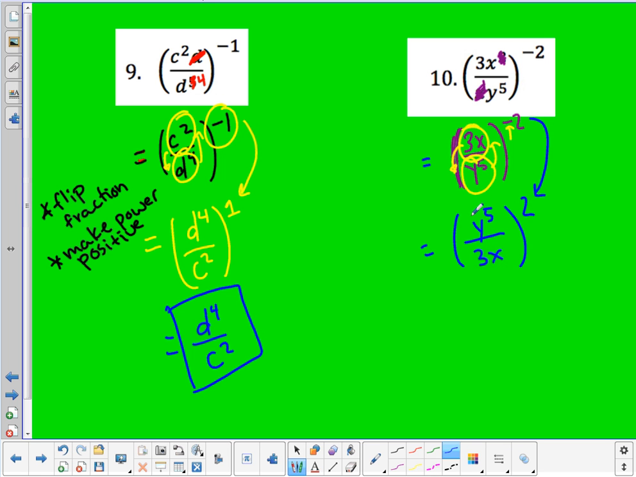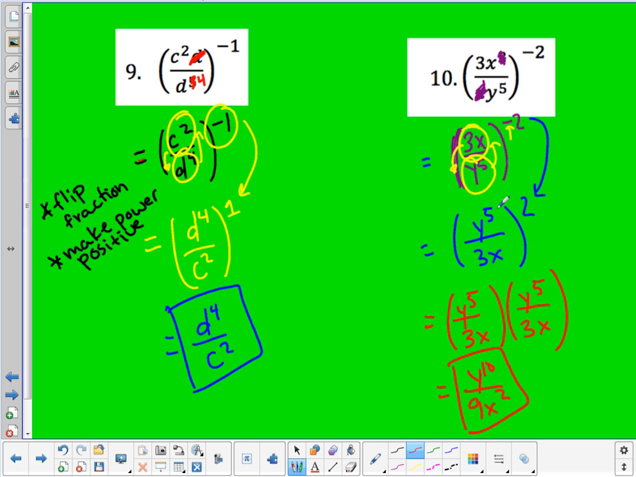Okay, now we're not quite done here because when I raise something to the positive 2 power, I have to actually take care of that. That means it's like I have two of these. It's like I have y to the 5th over 3x times itself, times another y to the 5th over 3x. And what happens when I do that is it gives me y to the 10th over 9x squared.